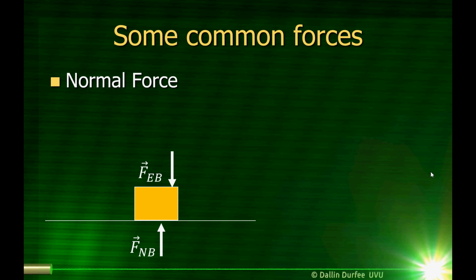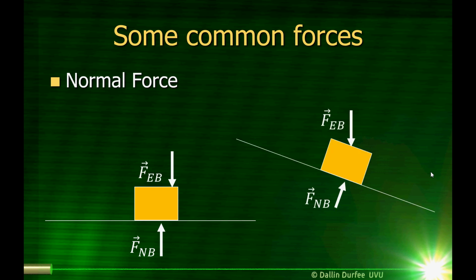Well, the ground is pushing up on it. The normal force cancels out gravity. So the normal force on the box cancels out the Earth's force on the box. If the ground is inclined, so imagine we have a box sliding down a slope, right now, the normal force is going to be normal to the surface. So now gravity and the normal force cannot cancel out because they're not in the same direction.